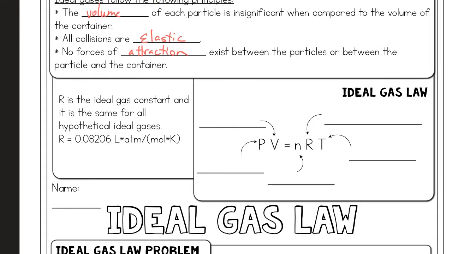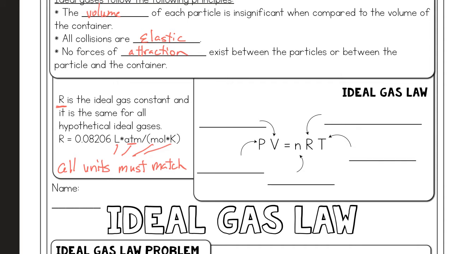So in the ideal gas law, which we did in the big packet, R is the constant. It's the same for all hypothetical ideal gases. Remember, we can have different units. We can have different types of pressures. But the thing with the ideal gas law, it's also known as the picky law. All units must match these units.